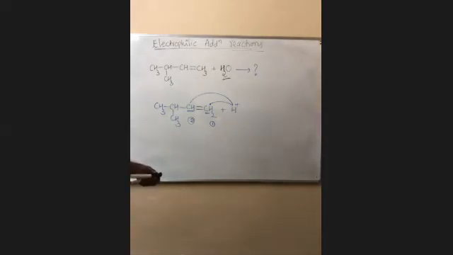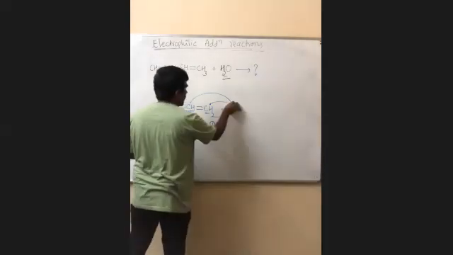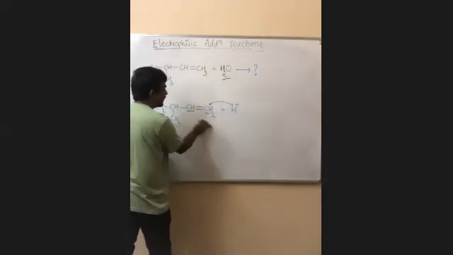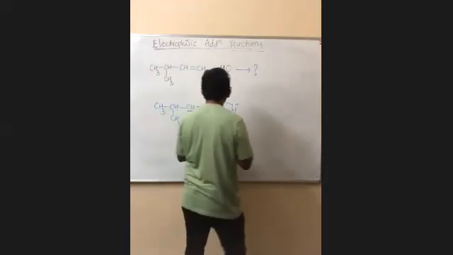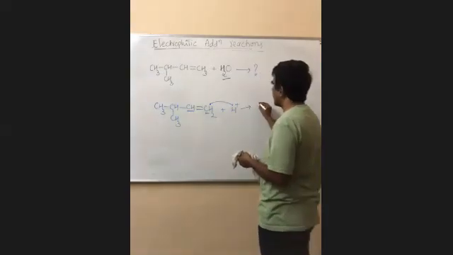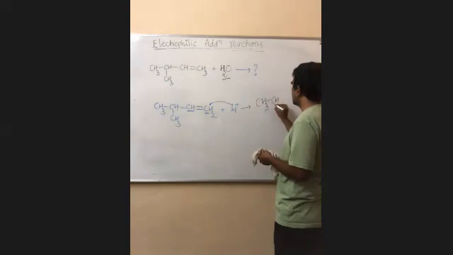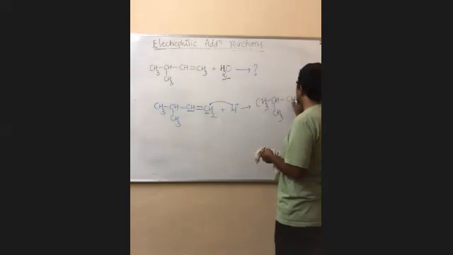So H plus is added to the first carbon only. Then what will you get here? Tell me, what is the product after adding? First, what is the product you will get? CH3, then CH plus is on this one. Next one is CH3. This is the product.